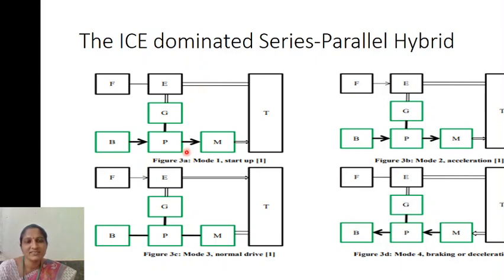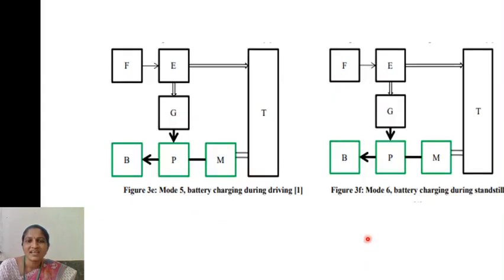In mode 1, that is the startup. During startup, only the battery will provide the power. During acceleration, both the IC engine as well as the battery will move the vehicle. During normal drive, the battery will be idle, and only the engine will take care of the driving. And during deceleration mode, the power will flow in the reverse direction to charge the batteries. And mode 5 is battery charging during driving.